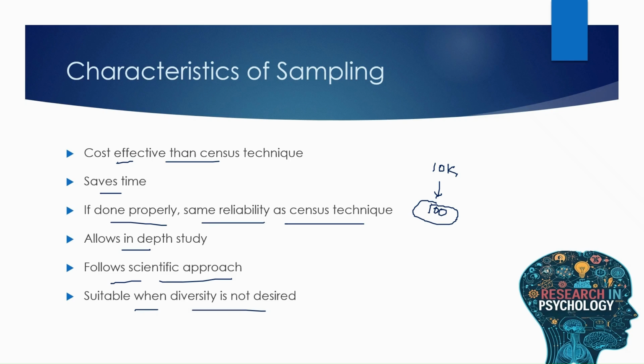So diversity, in the sense that if your population is homogeneous, it's easier for you to select a sample. If you don't want much diversity, say in your population there are 1,000 people and all of them have diverse viewpoints, in which case it would be difficult for you to find a sample which would be a homogeneous representation of the population. So sampling is more suitable in cases where diversity is not desired and the population is more homogeneous, so that whatever sample you choose will be a true representation of the population. All right.